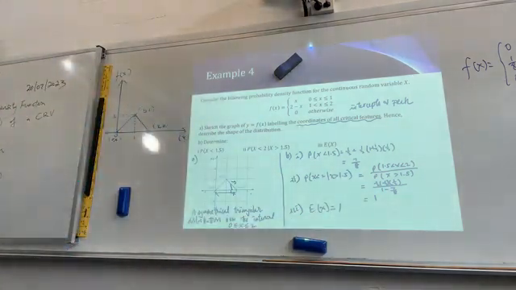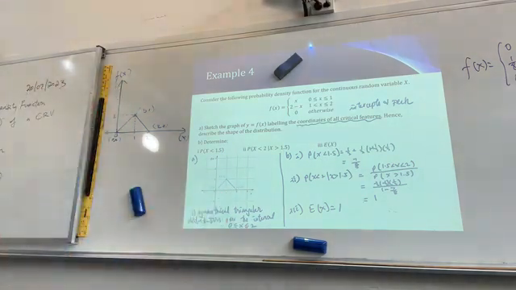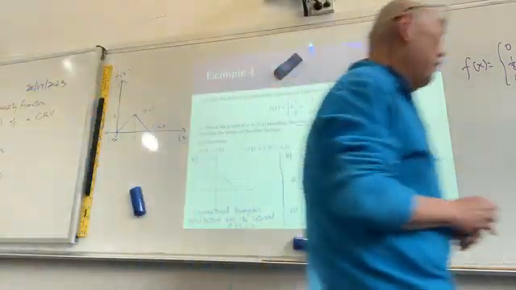And then the expected value is, of course, 2 plus 0 divided by 2, which is 1. That's all, because it is symmetrical. All right.